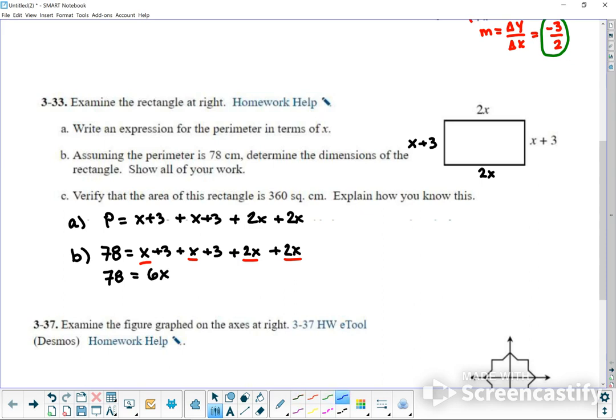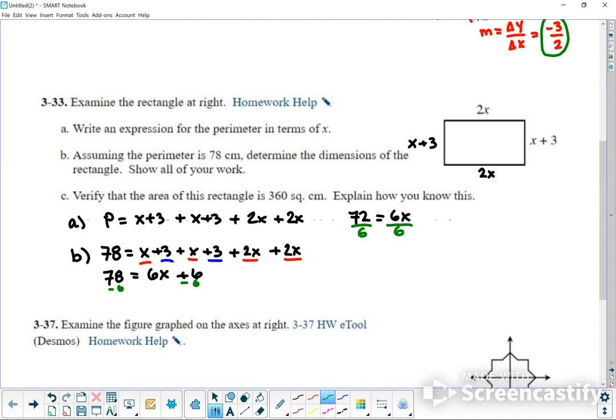And I'm counting all the 3's. That's 3, 4, 5, 6, and that's it. So it's going to be 6x plus 6. Okay, so I'm going to subtract 6 from both sides. So this will be 78 minus 6, which is 72, equals 6x. Then I'm going to get rid of that 6 because I need to solve for x. So I need to do 72 divided by 6.